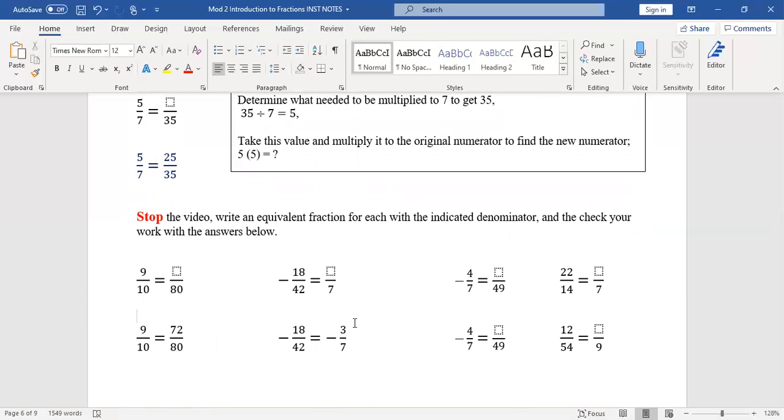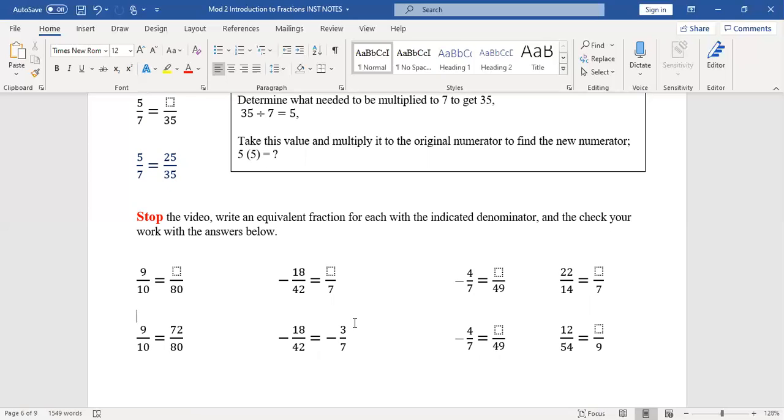What does 42 need to be divided by in order to get 7? 42 divided by 6 gives me 7. So therefore, I'm going to have to take the 18 divided by 6 to get 3. And since I have a negative 18/42, to have an equivalent fraction, it's also going to have to be negative. But now it's going to be -3/7.